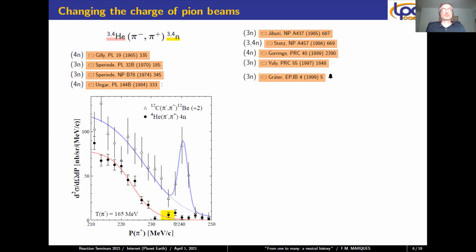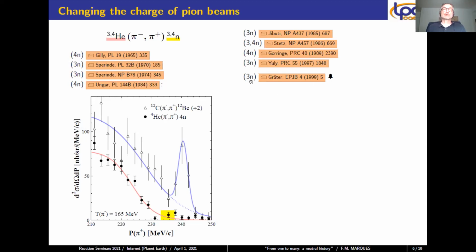So this region from 238 above is kinematically forbidden, and you have counts anyway. This is the background. So you see that the counts that you see in the region you are looking for are compatible with the counts of the background. Other experiments followed until almost the year 2000.